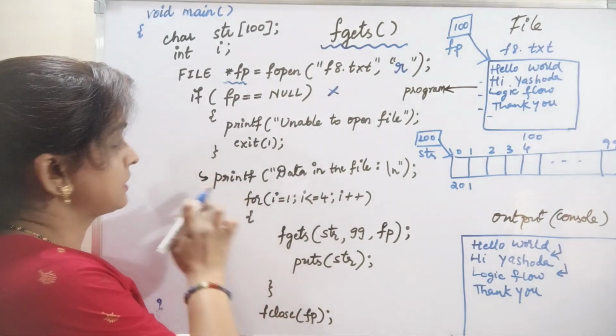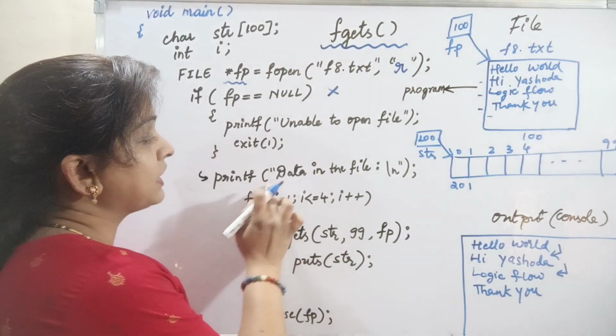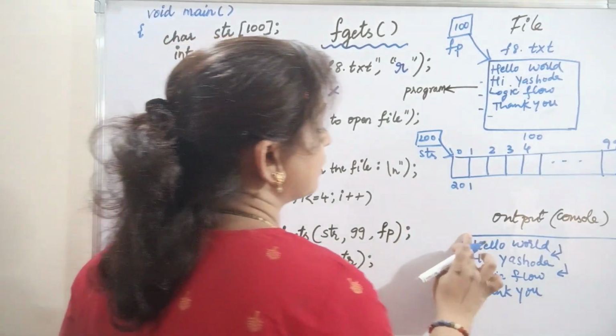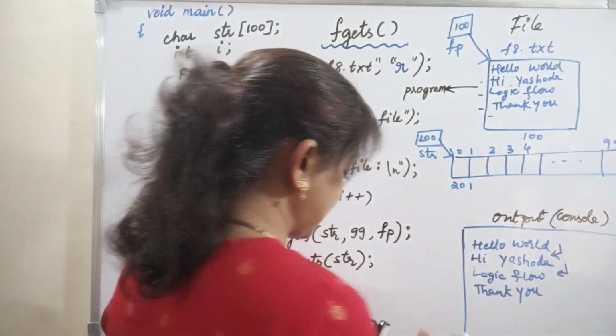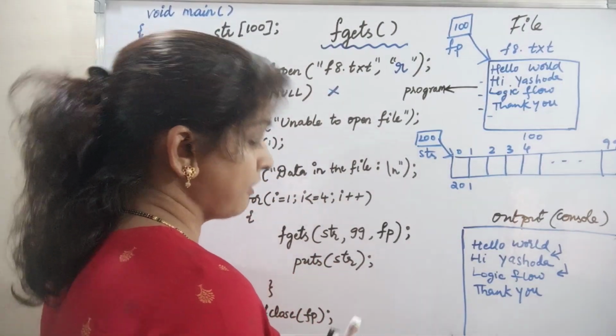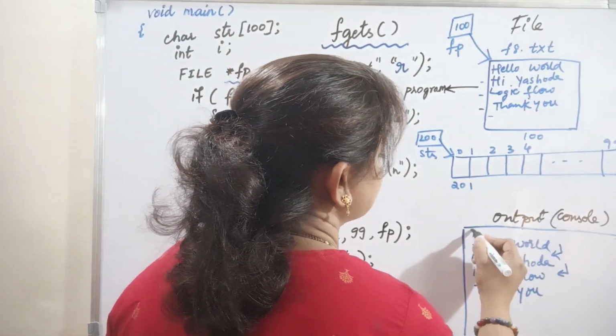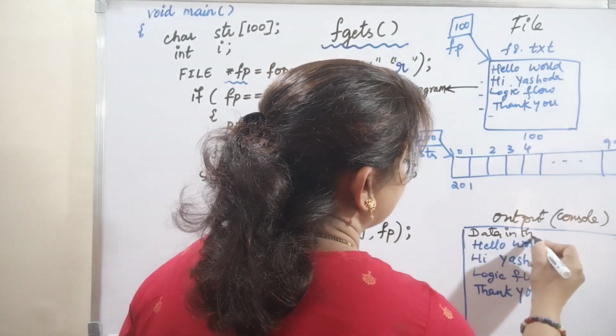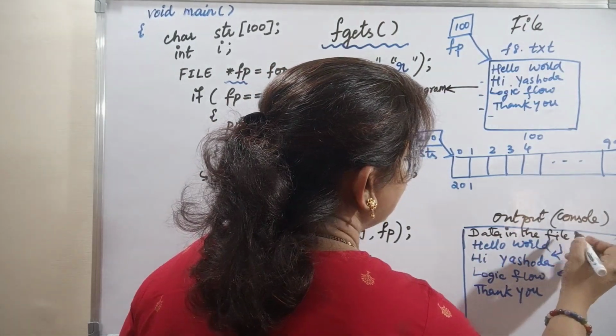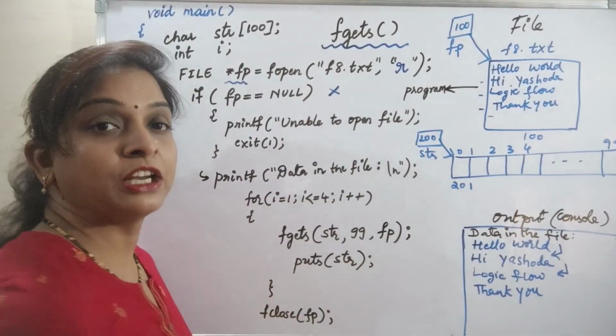I'll come to this line. I say printf data in the file. So in the output screen, I'll be getting the message, data in the file. That is the first message that I am going to get. Data in the file colon and then new line.